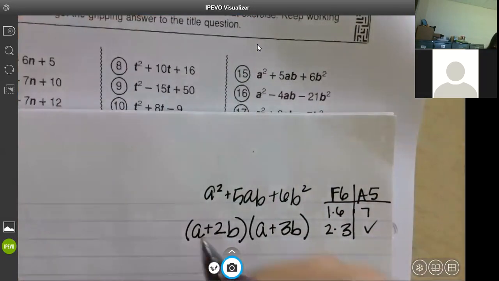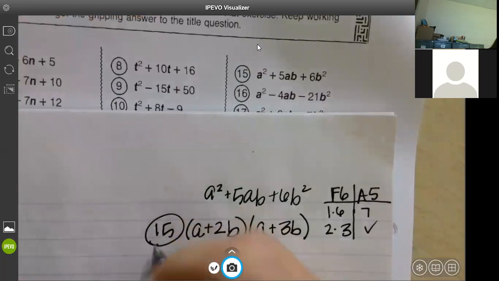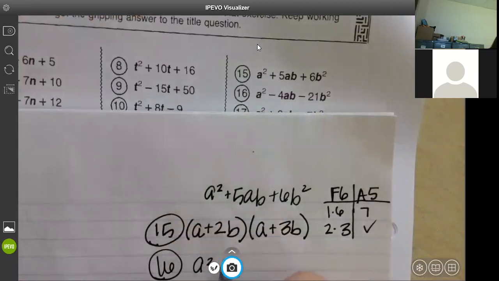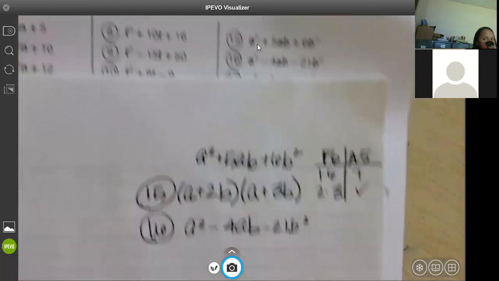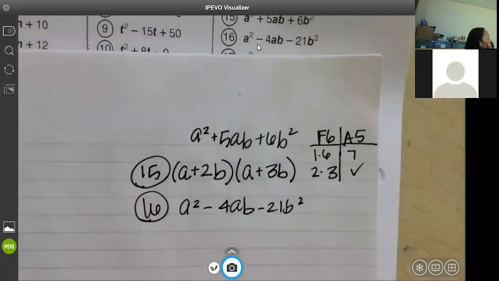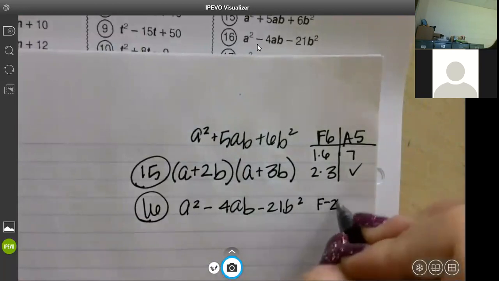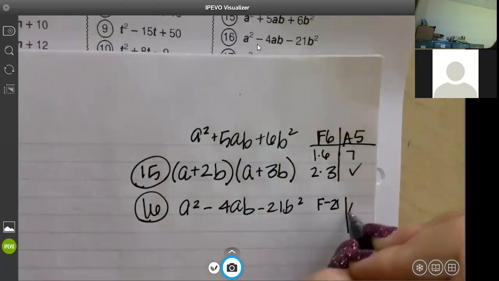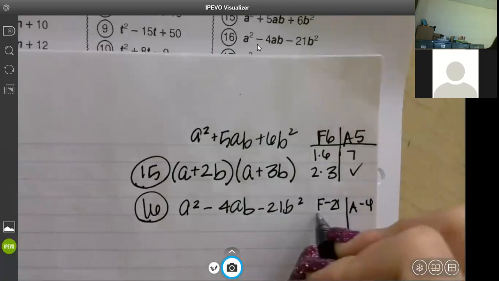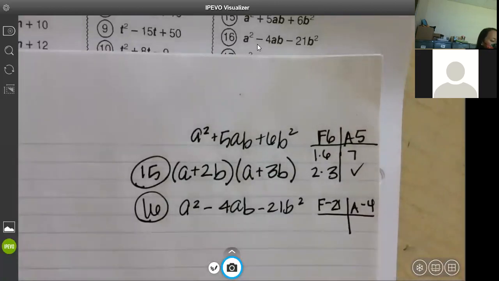I'm going to do 16 to show you that one. So this one was 15. 16 is A squared minus 4AB minus 21B squared. This one has 2 negatives. We haven't done one with 2 negatives yet. We need factors of negative 21 that add to negative 4. Again, you can use your calculator if you need to.